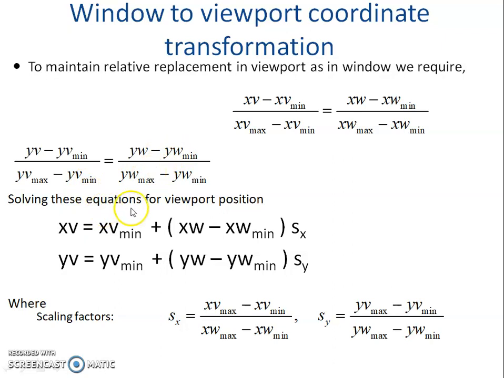Solving these two equations, we will get XV, that is its coordinate in the viewport, which is equal to XV min plus XW minus XW min into the scaling factor. Then YV is equal to YV min plus YW minus YW min into scaling factor Y. That will be, that is SX is equal to XV max minus XV min divided by XW max minus XW min, and the scaling factor SY is YV max minus YV min divided by YW max minus YW min.